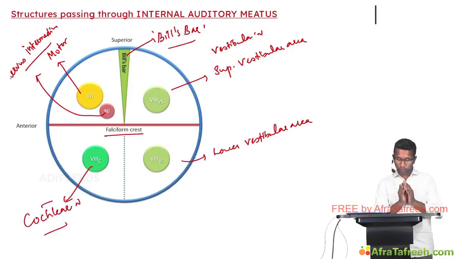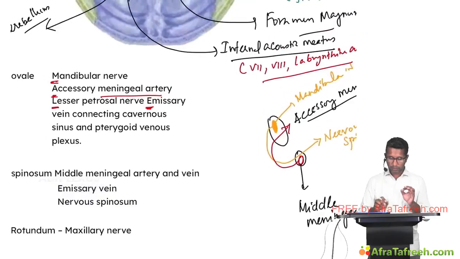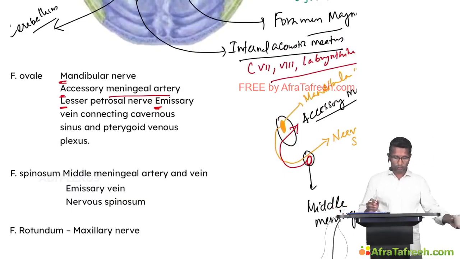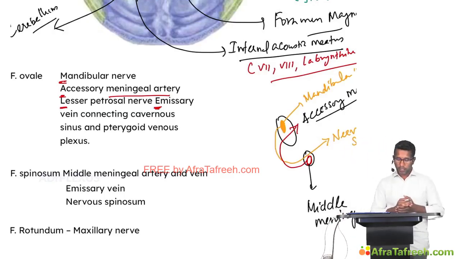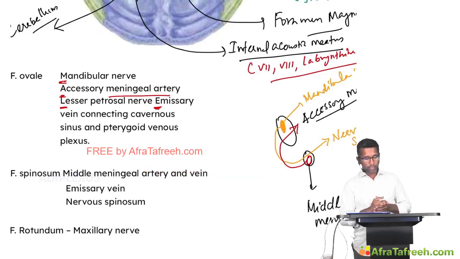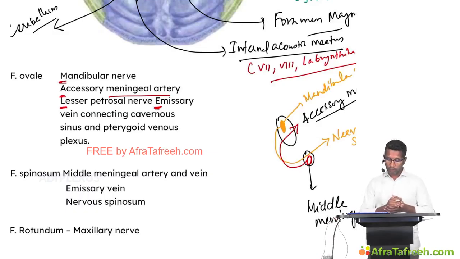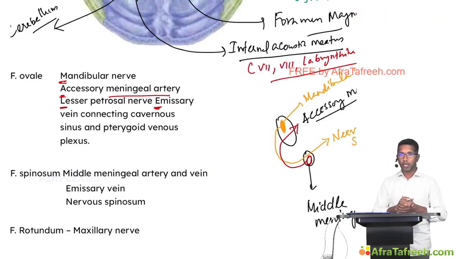Don't worry too much about this area, just have a clear understanding that 3 structures run through it. One is the 7th cranial nerve. The next one is the 8th cranial nerve, that is the vestibulocochlear nerve, and the labyrinthine artery runs through this. So this is about the structures which run through the internal acoustic meatus.